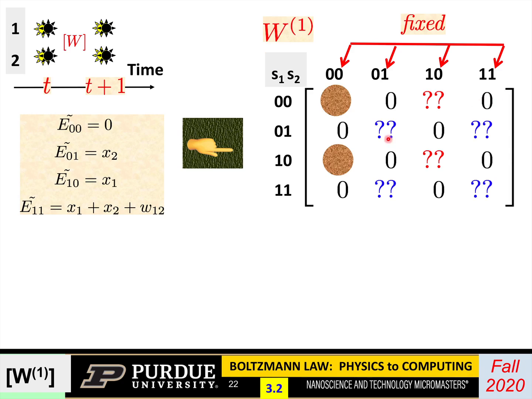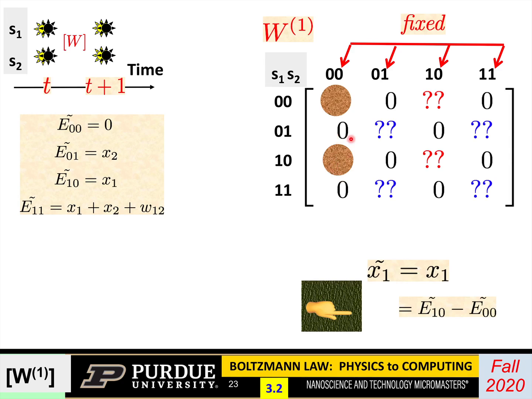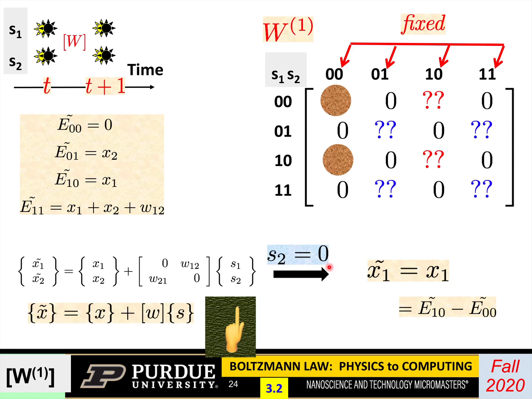So let's just focus on these 2 first. How do we fill up this component? Well, we are basically talking about a transition between 0, 0 and 1, 0. So the corresponding x, this x tilde, is basically E10 minus E00. And that's really x1, as you can see. Now, you could have got the same answer starting from the synapse equation as well.